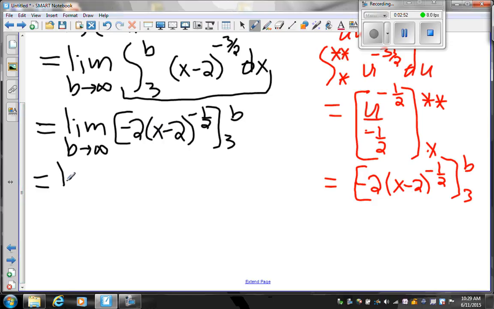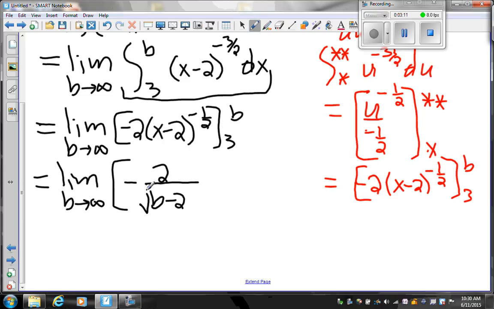Now remember, for definite integration, you substitute in the top number first. So this is the limit as b goes to infinity. We're not going to try to do our limit until we get the evaluation part done. So negative 2 divided by (b minus 2) to the 1 half power. Notice the negative is what drops the b minus 2 into the denominator. The 1 half power changes into the square root, minus, then we substitute in the 3. So negative 2 divided by the square root of 3 minus 2.